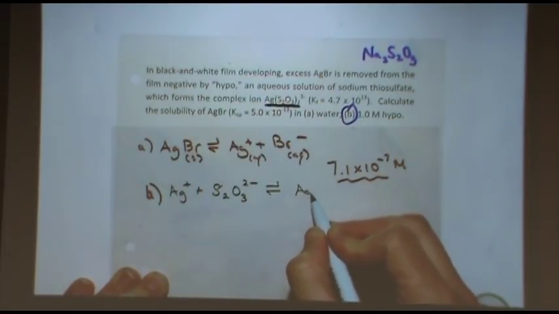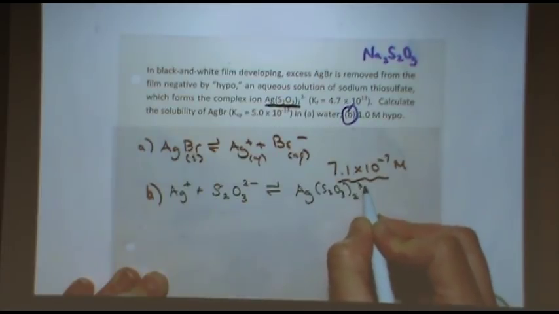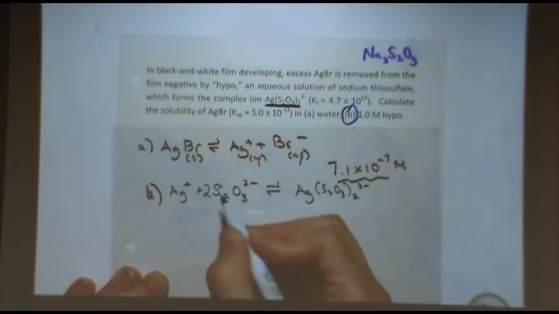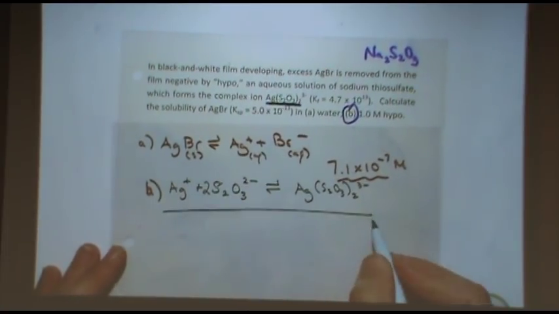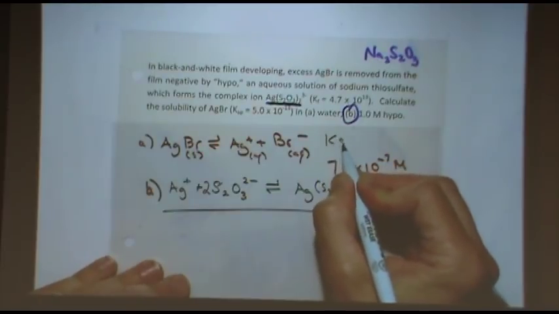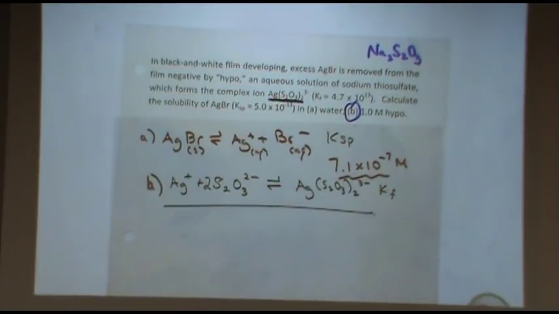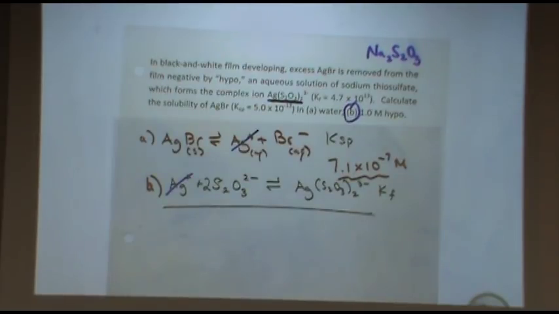So this would go Ag S2O3 2, 3 minus. So I actually need 2 of these to balance this out. Okay, what you're going to end up doing, so the top one is a KSP, the bottom one for part B would add a KF reaction to this, and the Ag pluses will cancel out when you add these two reactions. Something will cancel out because you have two simultaneous reactions.